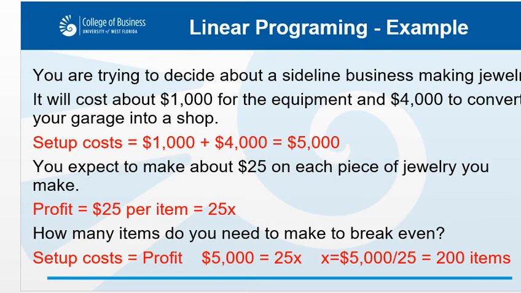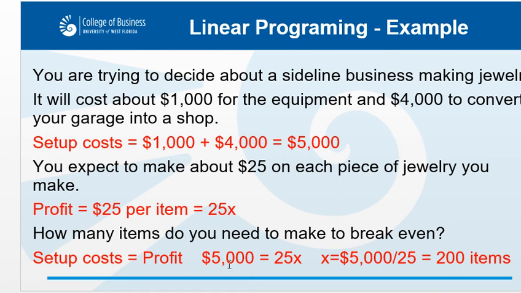Let's switch that over now into this last step. How do I take these things and put them as equations? Well, my setup costs are $1,000 plus $4,000, total of $5,000. My profit is, I'm going to make $25 per item, so profit really is 25x. And how many items do I need to make to break even? Well, to break even in this scenario, I have to have my setup costs equal my profit, right? So when my setup costs finally hit my profit, that's the break-even point. That's when I finally start going from a loss to a profit.